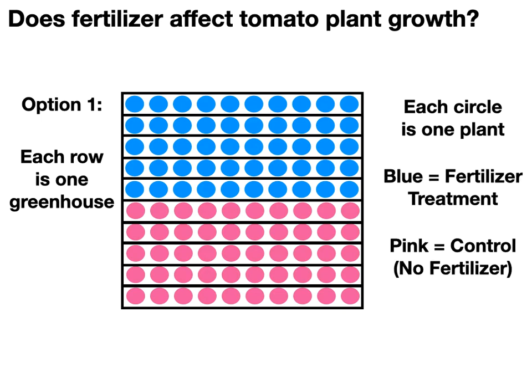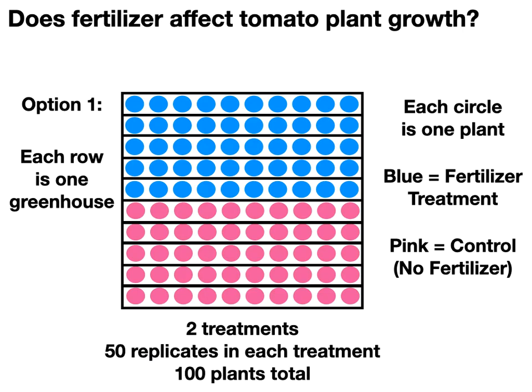And let's say we have these two treatments. We've got our plants that we're going to apply a fertilizer to, and then we've got our classical control group in pink that is not going to get any fertilizer. So do you think this is a good design to design the study this way? We've got our two treatments, we've got 50 replicates, 50 plants in each treatment, 100 plants total, and we've got our 50 fertilizer plants in 5 of the greenhouses, and then our 50 control plants in 5 different greenhouses.